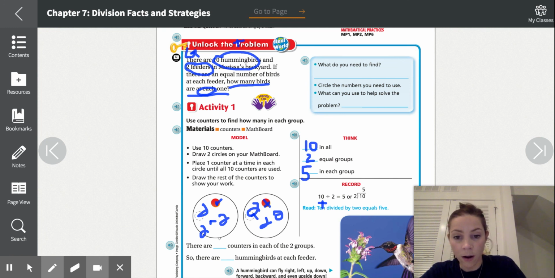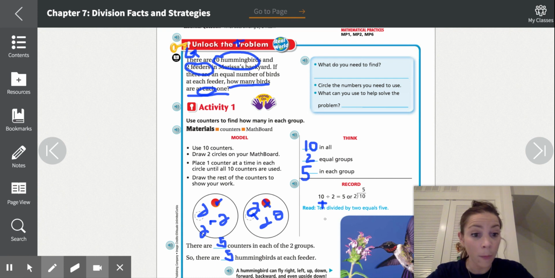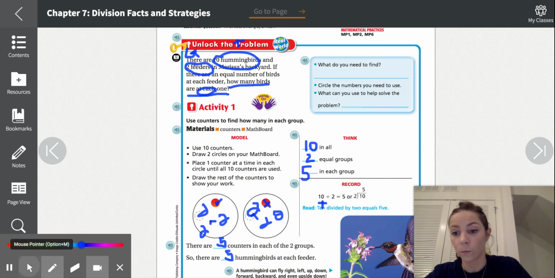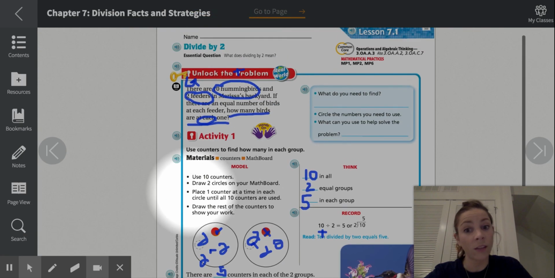So there are 5 counters in each of these 2 groups. So there's 5 hummingbirds at each feeder. And again, I think that a lot of you probably were able to do that one by yourself, okay? All right. That's all for Unlock the Problem.